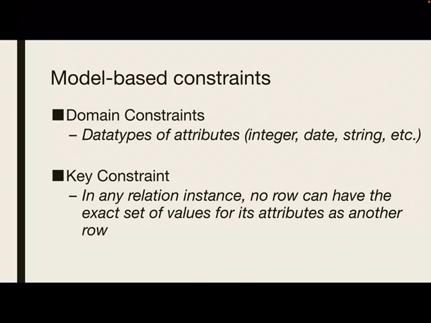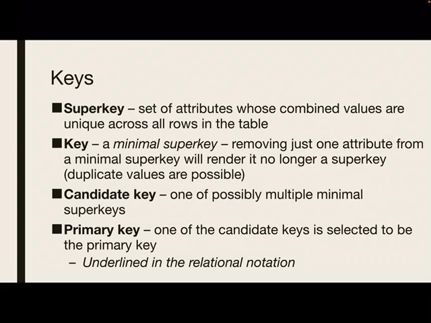The next constraint is a key constraint. A relation, as we had said, is an unordered set of tuples. It's also a set, of course, that has no duplicates. So we need to think about the key attribute just in a similar way as we thought about the key attribute in the ER model. So let's get some definitions about keys.